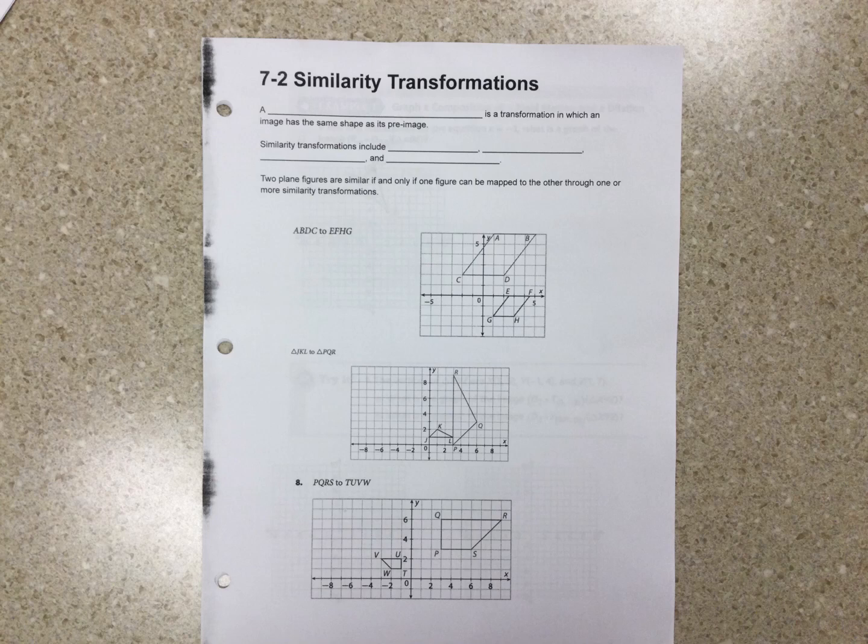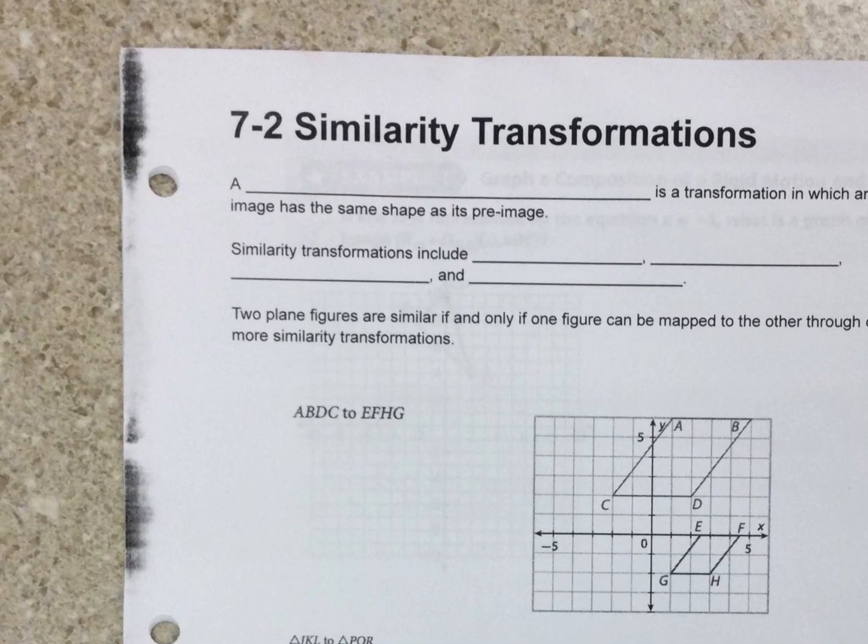All right, so 7.2 is similarity transformations, and a similarity transformation is a transformation in which an image has the same shape as its pre-image, but not the same size.